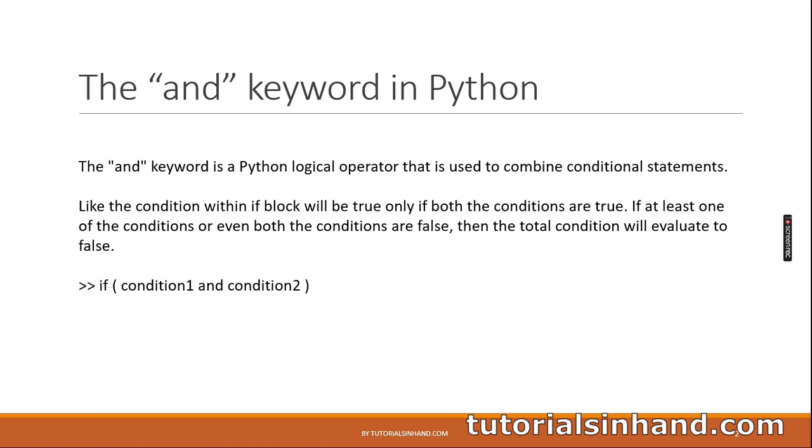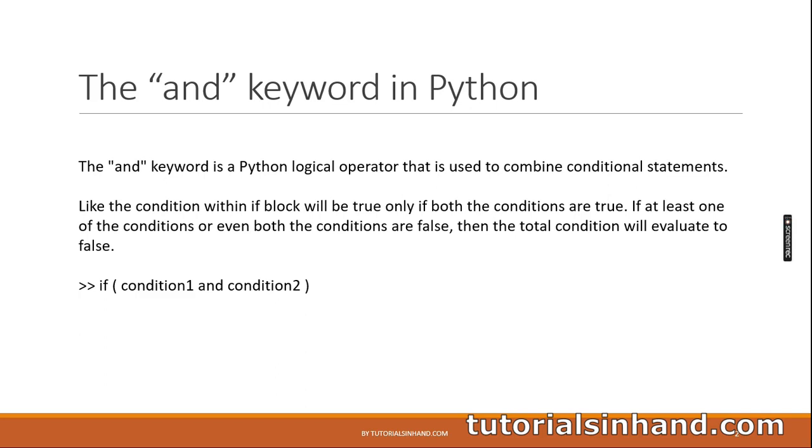The AND keyword in Python. The AND keyword is a Python logical operator that is used to combine conditional statements. Like the condition within if block will be true only if both the conditions are true. If at least one of the conditions or even both the conditions are false, then the total condition will evaluate to false. Okay. For an example, as you can see on my screen, I have written an if block.